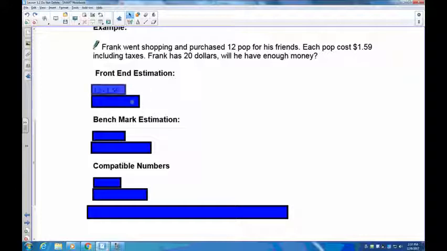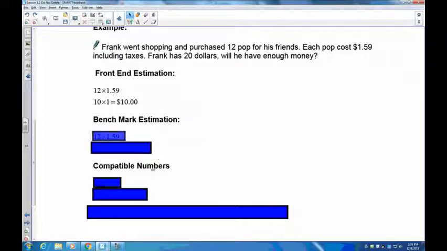So you can see right off the bat that we're going to have some problems here. 12 drops down to 10. That's not a bad one. But the $1.59 dropping down to a 1, that's a significant change. So 10 times 1 being $10. And I think we're pretty close here in understanding that $10 is not a very good estimation for this calculation of 12 times 1.59. Right?